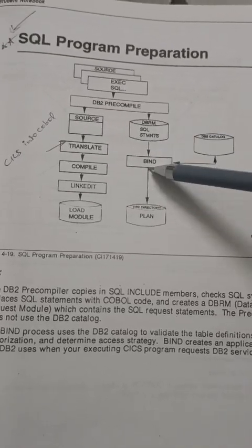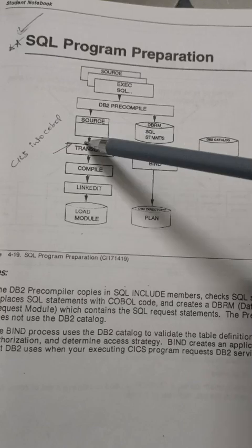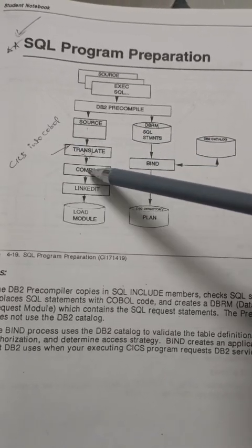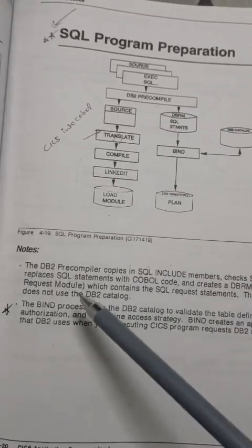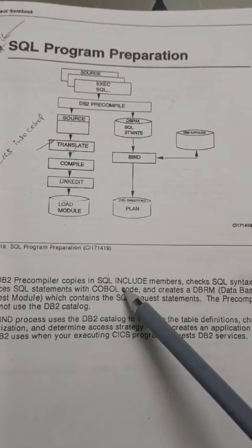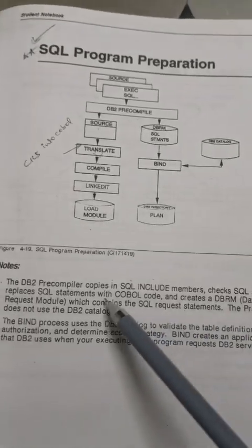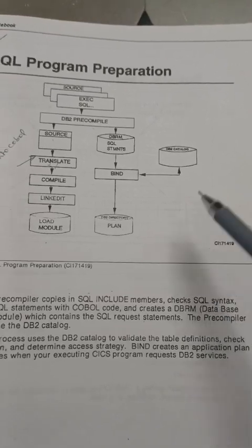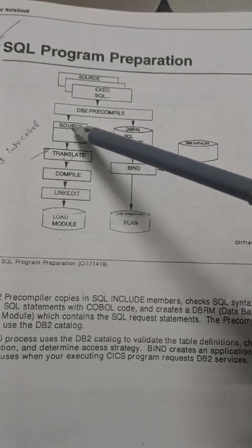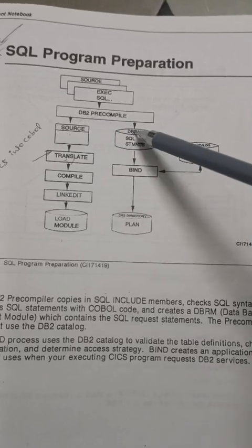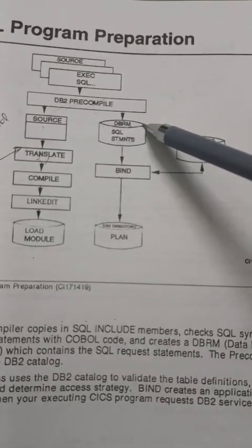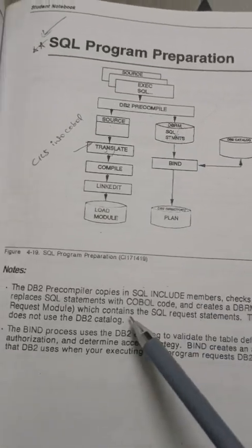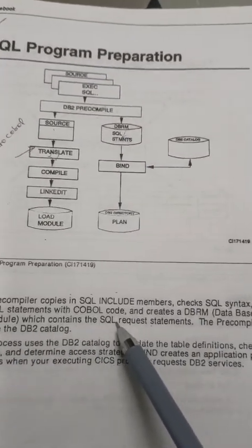Separately, the right side is DB2 and the left side is the COBOL statement. In the COBOL we have the source, and in the source only the translator, then it will go to the compiler. What does the DB2 pre-compiler do? It copies the SQL include members, checks the SQL syntax, replaces the SQL statement with COBOL code, and creates the DBRM. The pre-compiler extracts the SQL and DB2 COBOL statements. For the DB2 statements it will create the DBRM. This is the DBRM, which has the SQL statements, a request module which contains the SQL request statements.